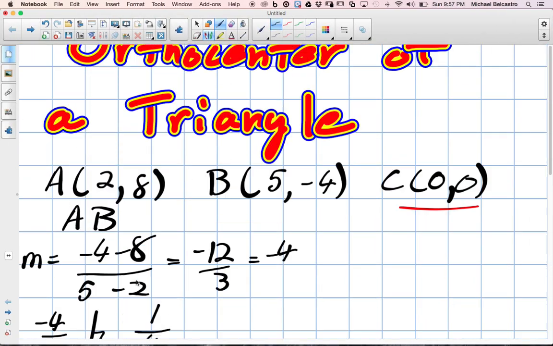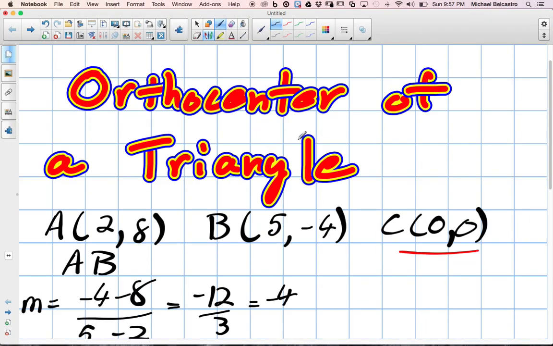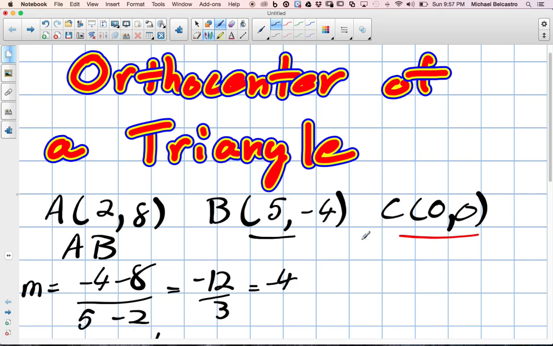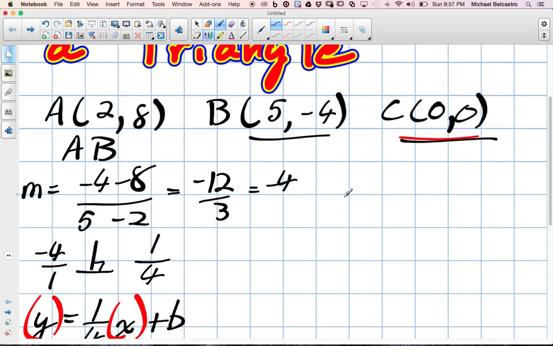Let's play with another side here. Another side we're going to work with, let's work with BC. Okay, so same idea, we need to find the slope again. So our M for BC is going to be, we'll take negative 4, subtract 0.